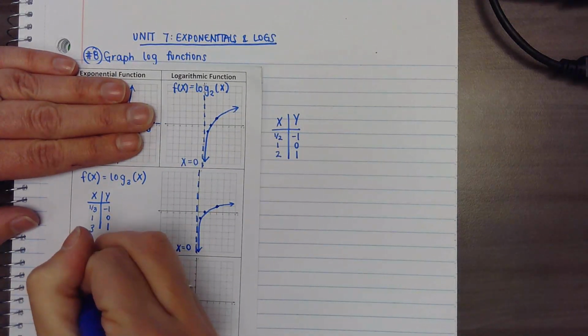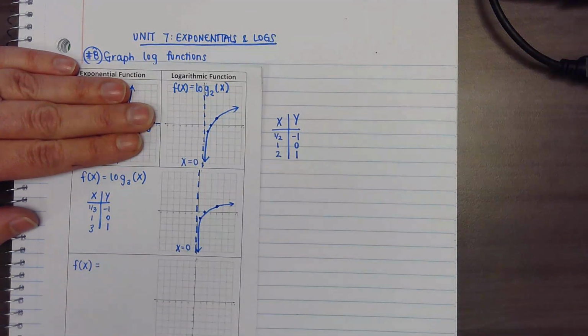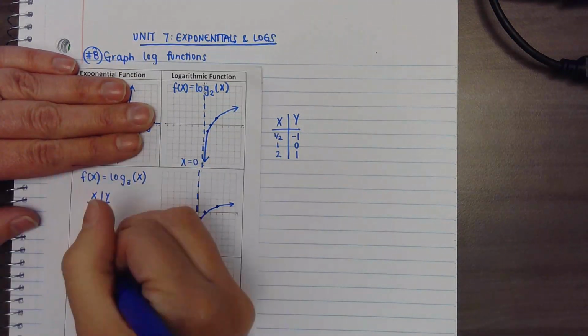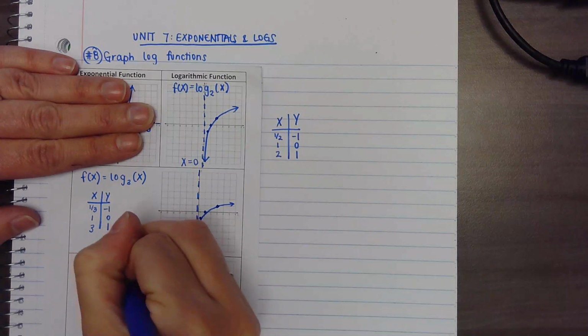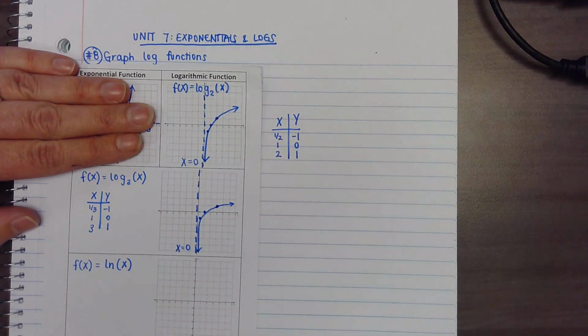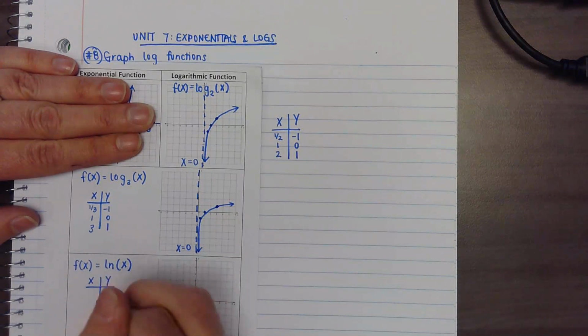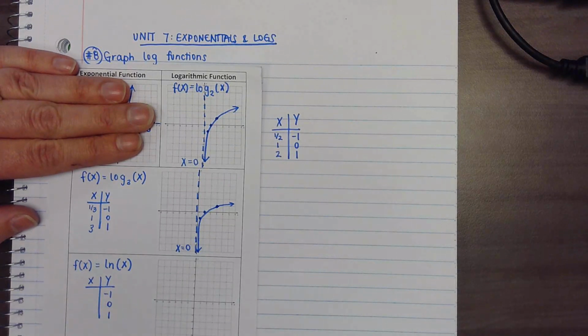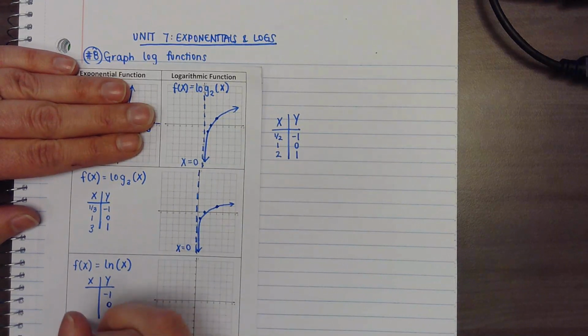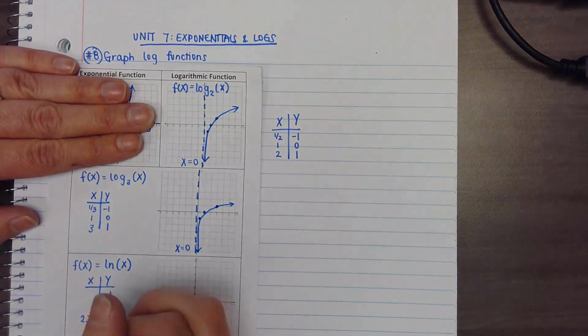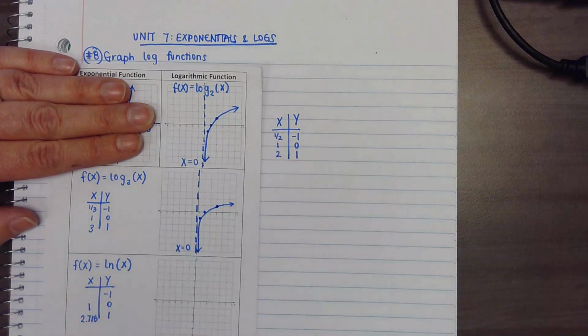Next one. Let's graph f of x equals the natural log of x. X and y is my table. My y's are -1, 0, 1. When I have natural log, I know that's a base of e. E is approximately 2.718. So e to the first power, 2.718. E to the power of 0, 1. E to the negative first power is 1 over 2.718.